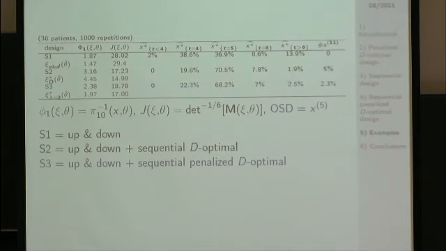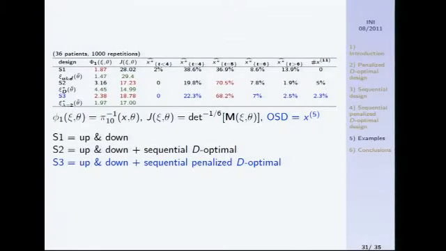So the first strategy is simply the up and down method. We use up and down for the 36 patients. The second sequential strategy is when you use first up and down and then sequential D-optimal. And the last one is when you use first up and down and then sequential penalized D-optimal. And you see that, of course, in terms of estimation, the best is when you use the second one. For instance, you find in more than 70% of the cases, you locate the optimal safe dose.